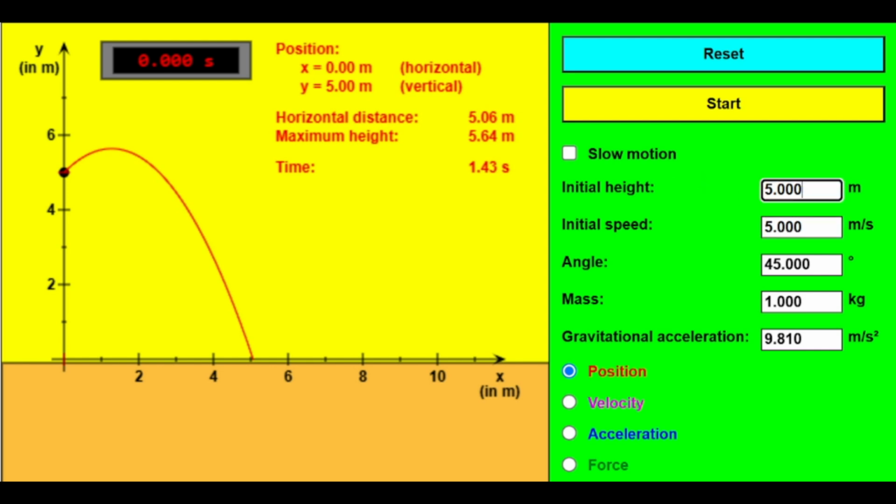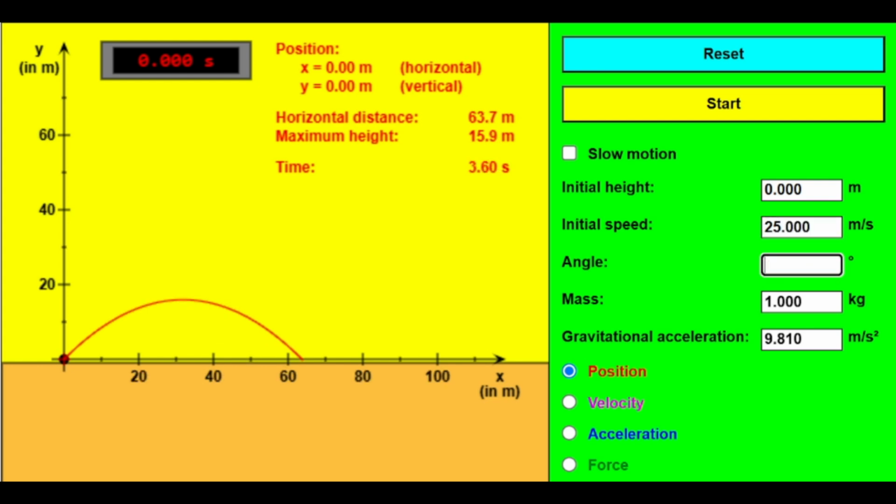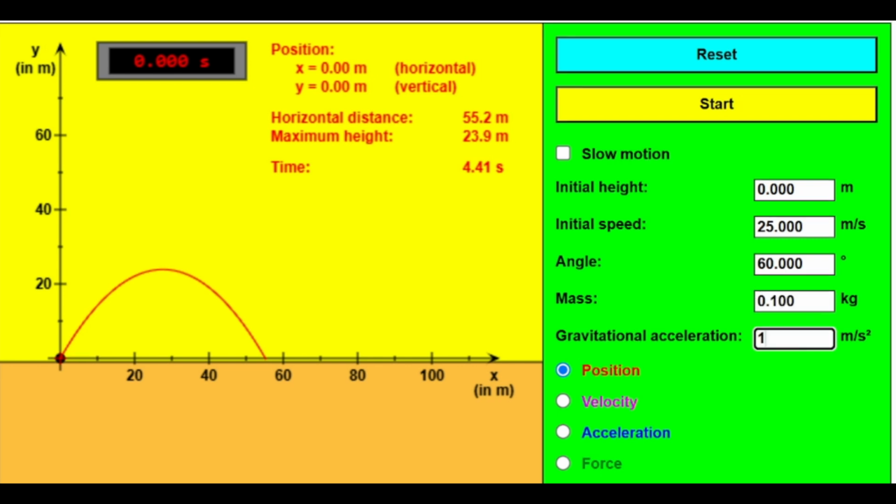Let's input the values given. The height is 0. The particle is launched from the ground level. Initial speed is 25 meters per second and the angle of projection is 60 degrees. Mass is 0 because it does not affect the answer as long as air resistance is ignored. Then acceleration due to gravity is 10 meters per second squared.